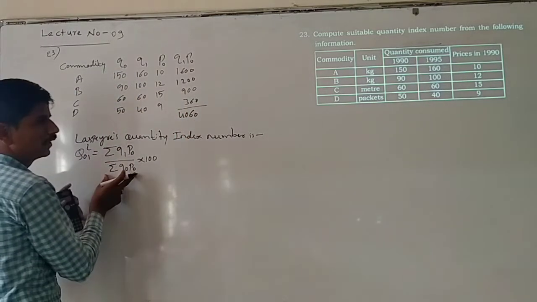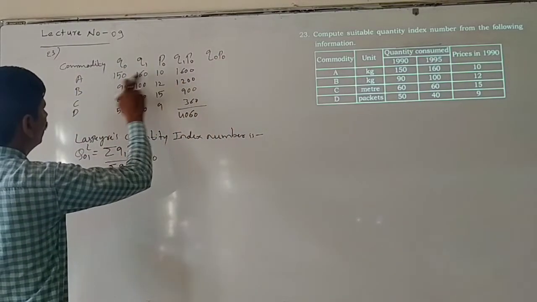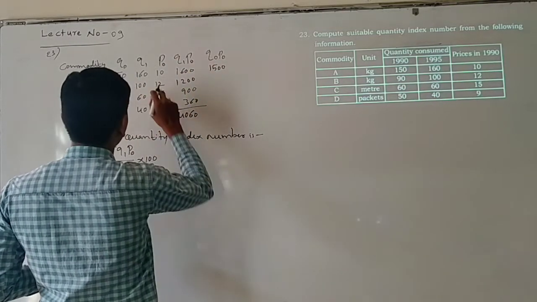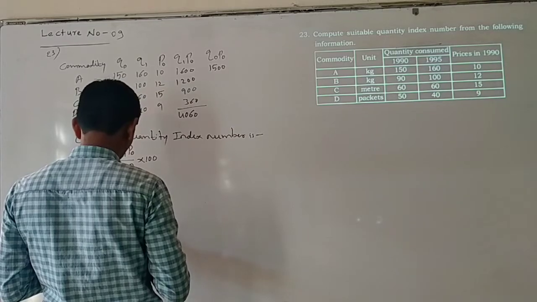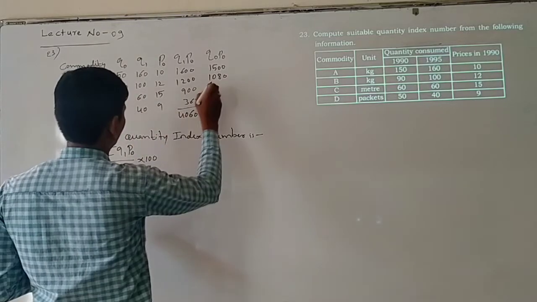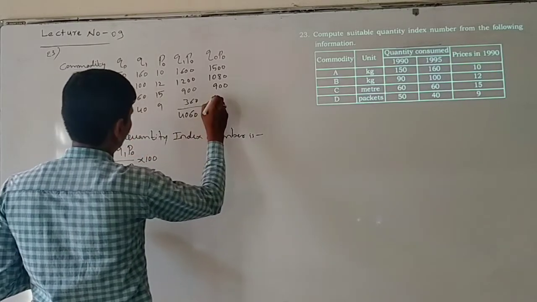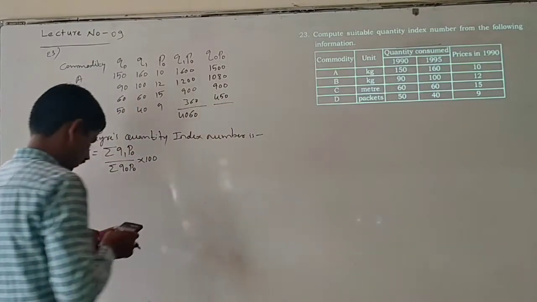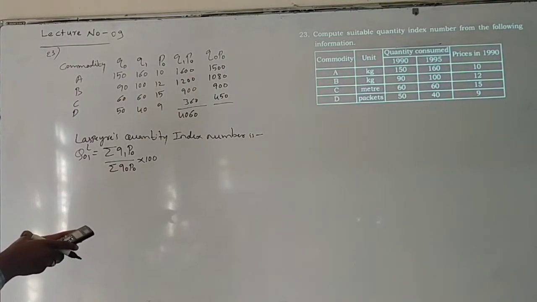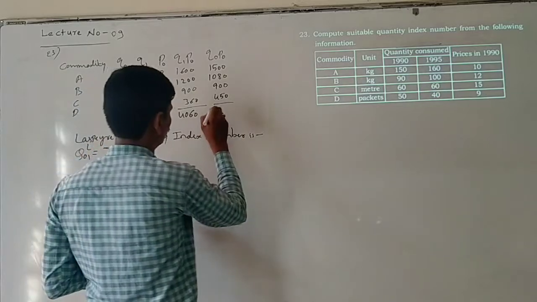The next step is you have to multiply Q naught into P naught. 150 into 10, 1500. 90 into 12, 1080. 60 into 15, 900. 50 into 9, 450. Adding 450 plus 900 plus 1080 plus 1500, then you get 3930.